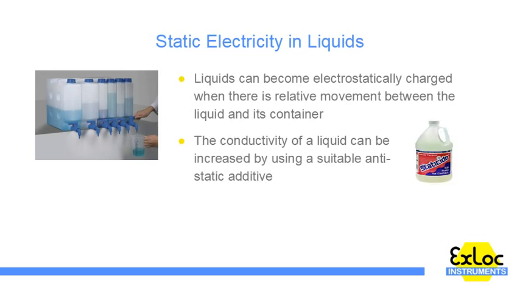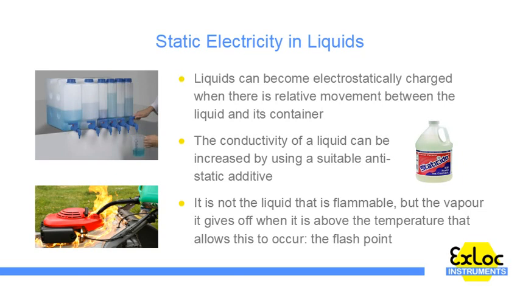If the liquid has low conductivity, which can also be described as high resistivity, it is more likely to hold on to electrostatic charge. The conductivity of a liquid can be increased by using a few parts per million of a suitable antistatic additive if the process allows. This will enable static electricity to pass from the liquid to earth via the earthed pipe or container.